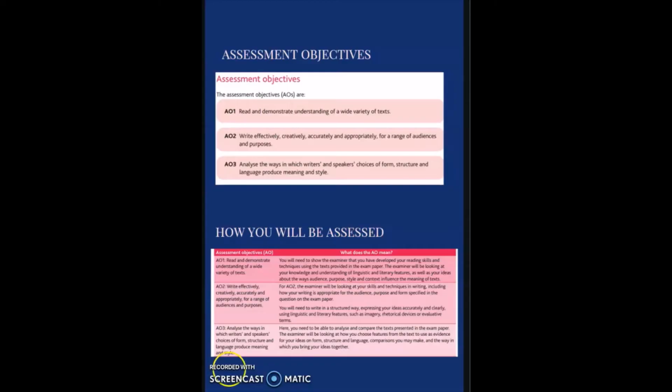Then the stage comes, that is assessment objective 3, that is to analyze the ways in which writers' and speakers' choices of form, structure, and language produce meaning and style. And this is the stage when you are telling the examiner that you are familiar with the similarities and the differences of two different text types. When this stage comes, you are having a wider study of different text types. If you do not know different text types and all their key conventions, then you are not able to make a comparison between two. Only if you are familiar with the key conventions of every text type are you showing your examiner your expertise.